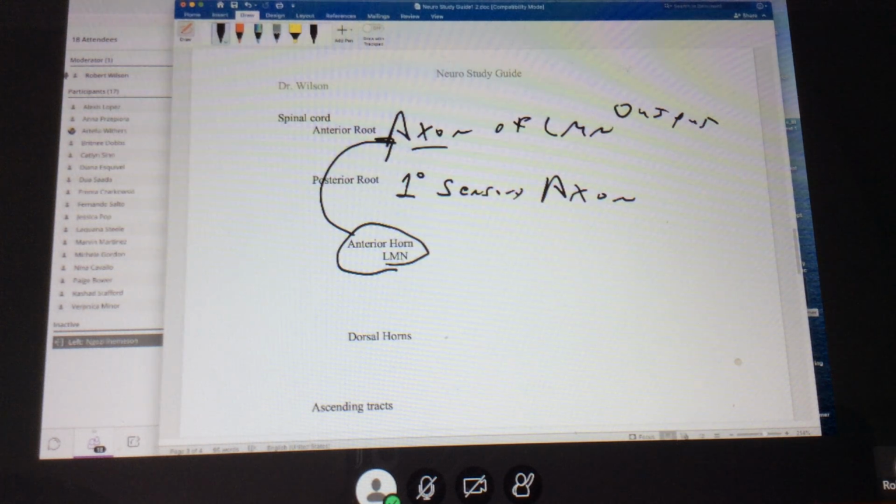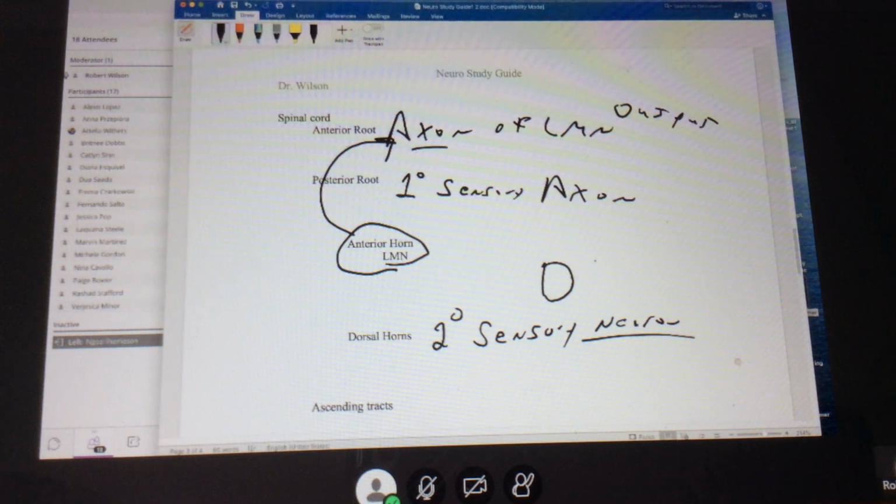The dorsal horn is where you have second order sensory neurons. And remember, in the dorsal root ganglion, this was, I think, a quiz question, your dorsal root ganglion is where you have first order neurons coming in for sensory.